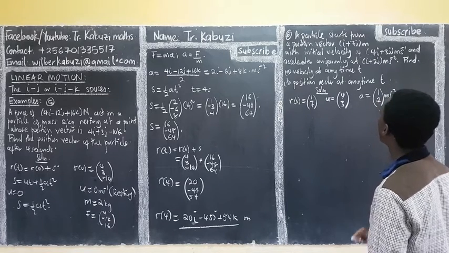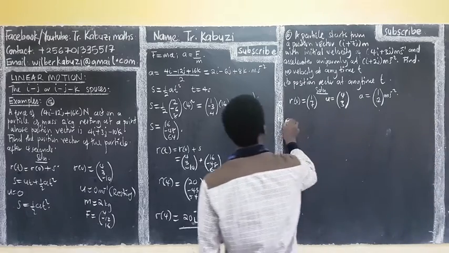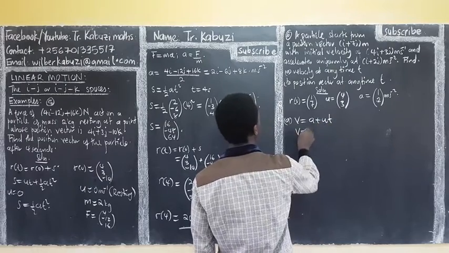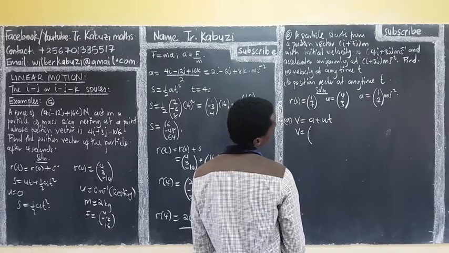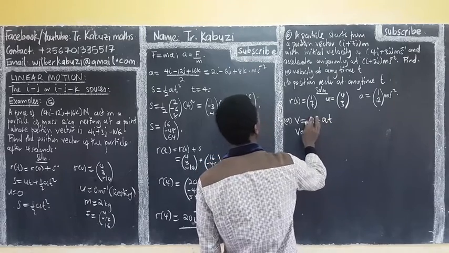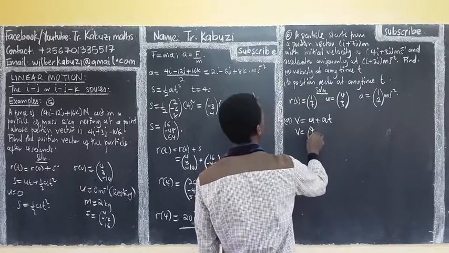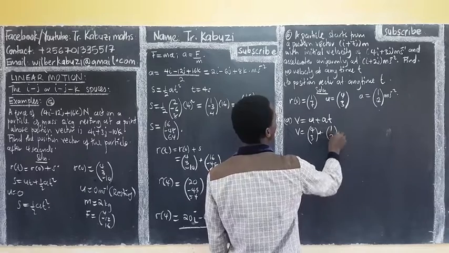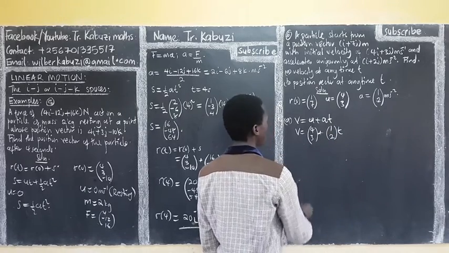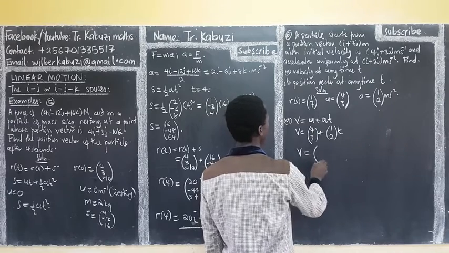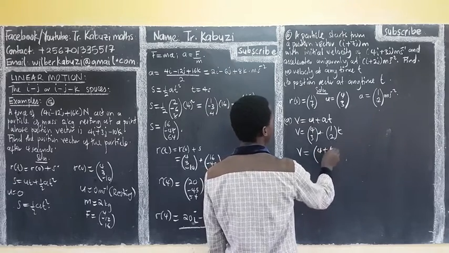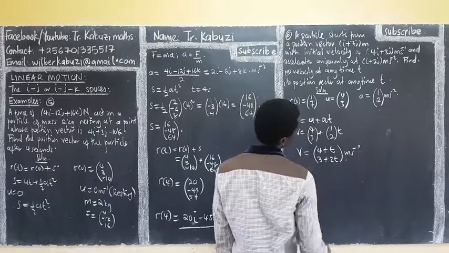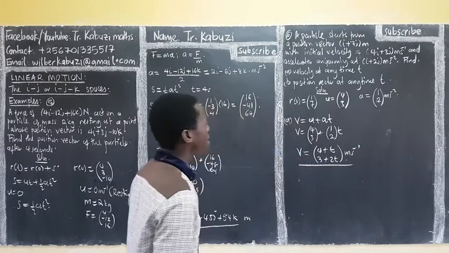Find the velocity at any time t. So in simple terms, they're asking for v equals u plus at. This is going to be our u, which is (4, 3), plus my acceleration, which is (1, 2), times t. So at any time, our velocity is going to be 4 plus t, then 3 plus 2t meters per second. So that will be the velocity, which you can write in vector form.